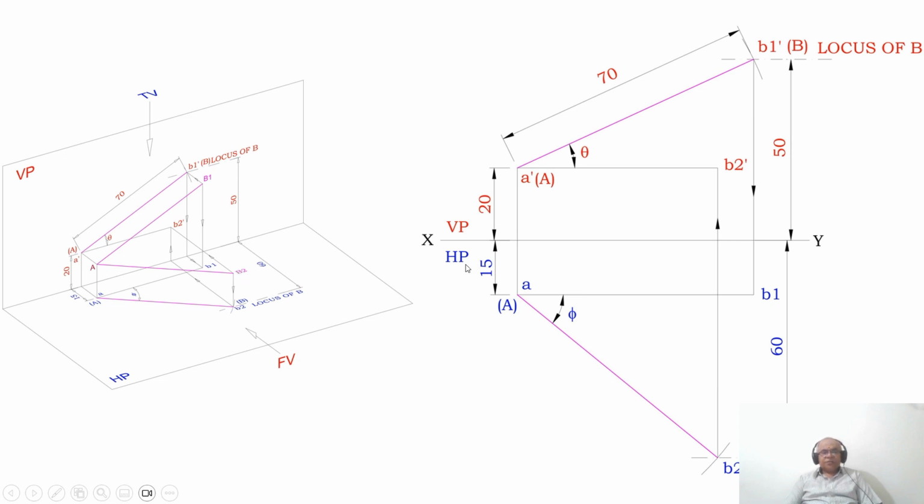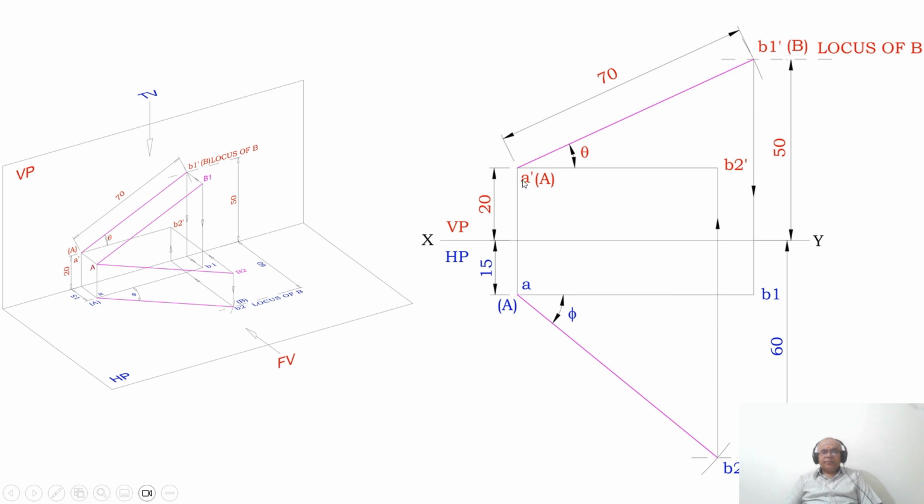Then that means you have the top view line, that is AB2, but you don't have the front view line of the corresponding top view. That is, AB2 is the top view in the true length. So to this I need to write the front view. So what is the front view?